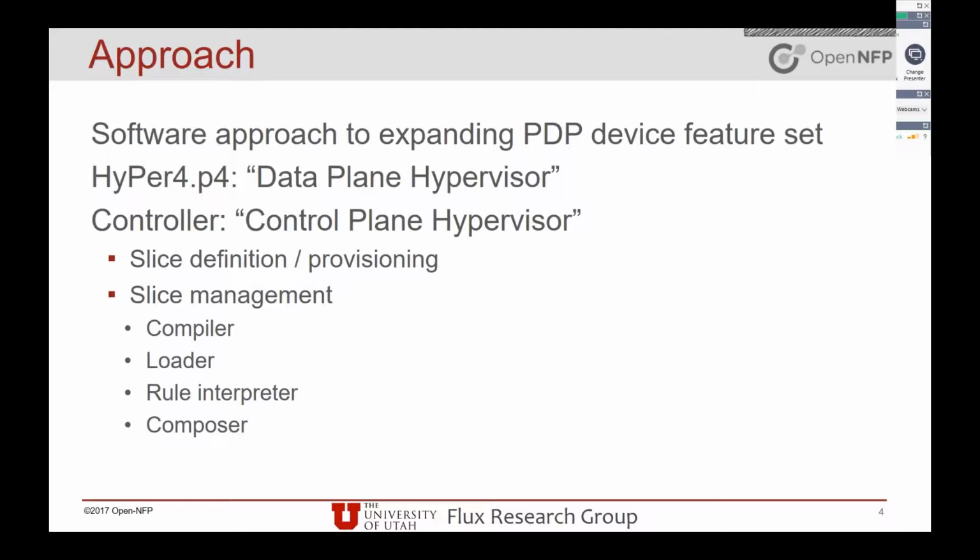Okay, so our approach, again, is through software, and I talked briefly already about the two aspects of this. The data plane hypervisor is a P4 program, and then the controller is a hypervisor for the control plane. In the controller, we have some functionality to discuss in terms of managing slices. When I talk about a slice, I'm talking about the subset of physical resources that you're going to allocate to each tenant that is sharing that network.